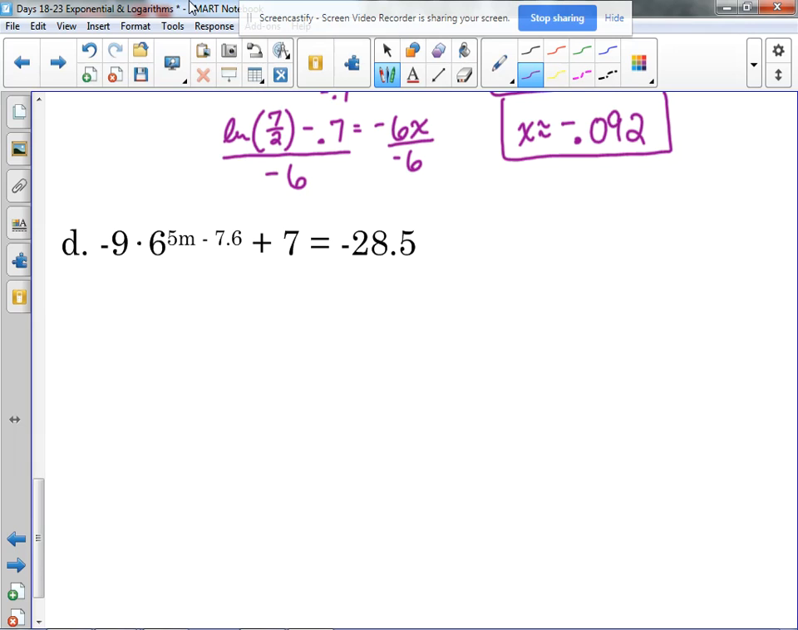With rationals, you've got denominators, so that's your problem. You got to get rid of those denominators. Here, you've got that exponent. You got to get it out of the exponent. So you've got to start by getting that exponential expression by itself. So we subtract 7. Negative 35.5. And divide by negative 9.